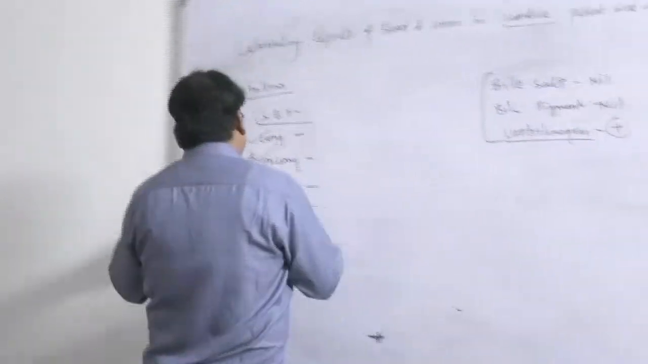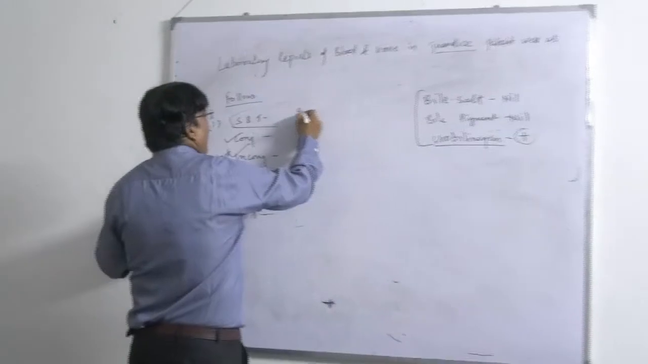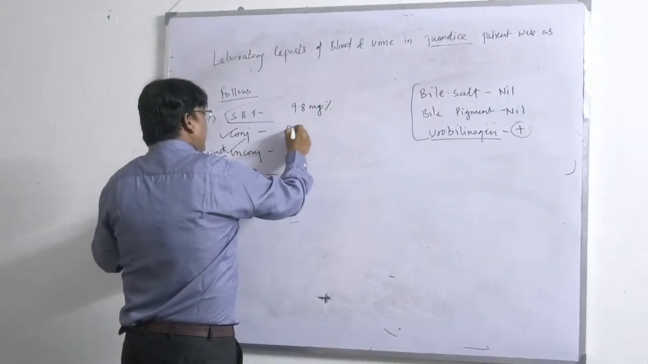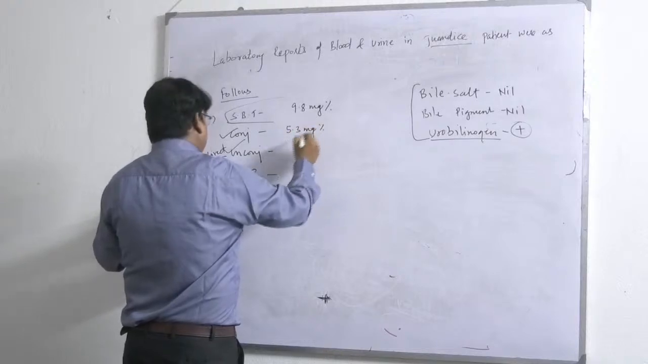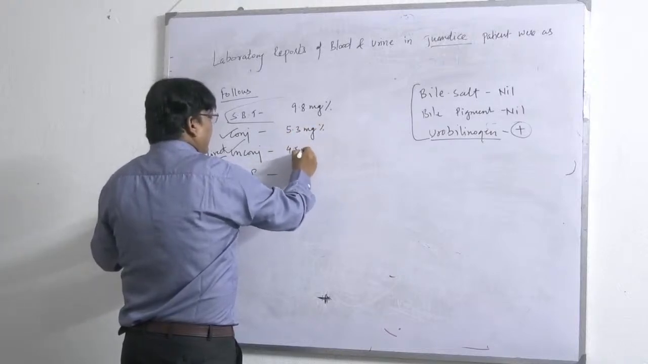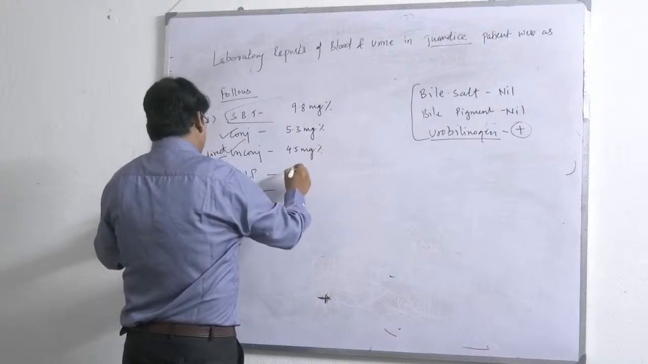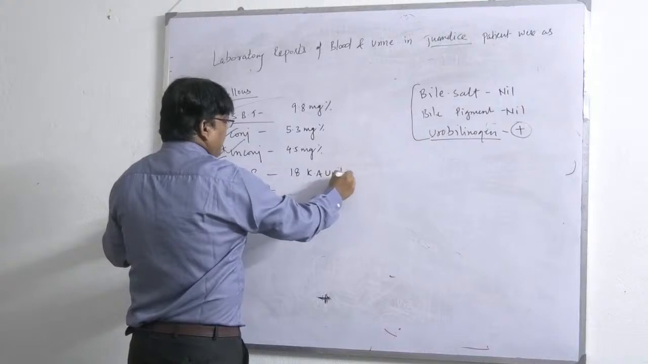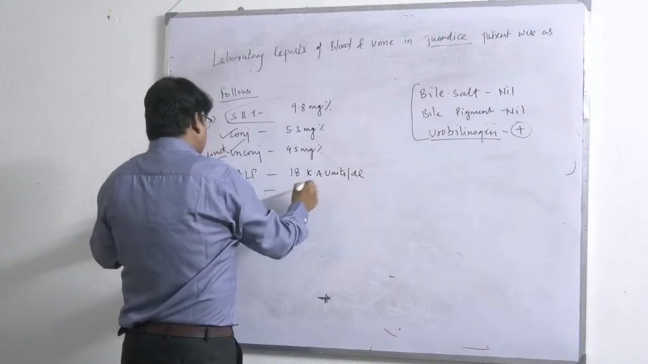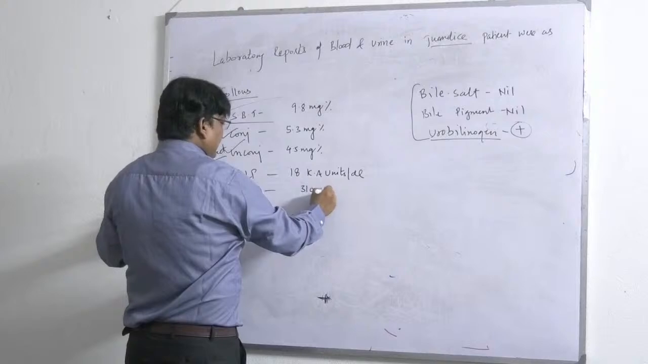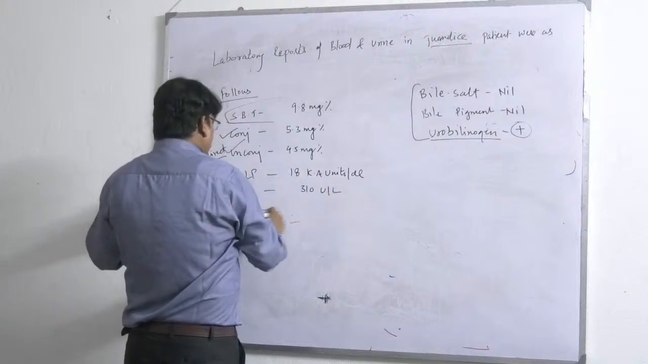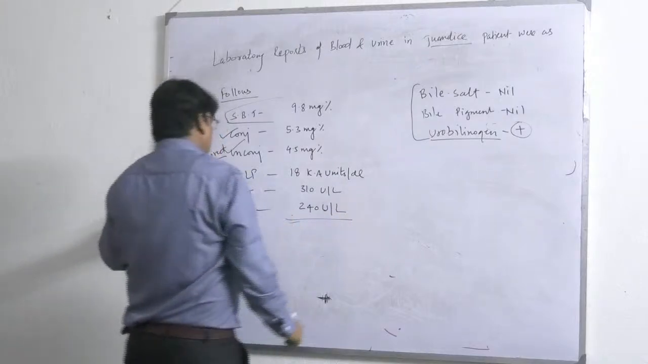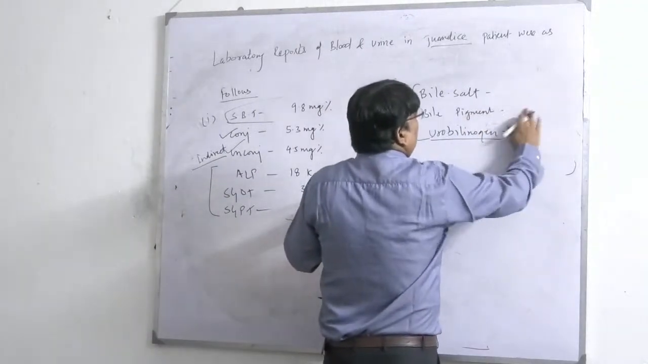The total bilirubin is 9.8 milligram percentage, conjugated is 5.3 milligram percentage, and unconjugated is 4.5 milligram percentage. Serum alkaline phosphatase is 18 KA units per dl, SGOT is 310 units per liter, and SGPT is 240 units per liter, and these are positive.